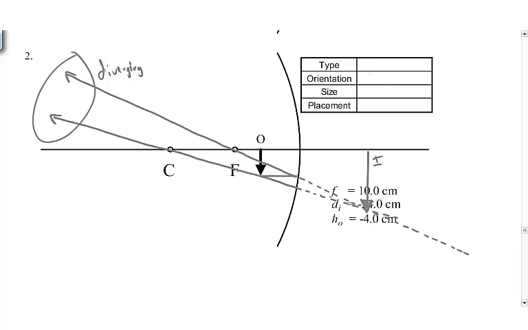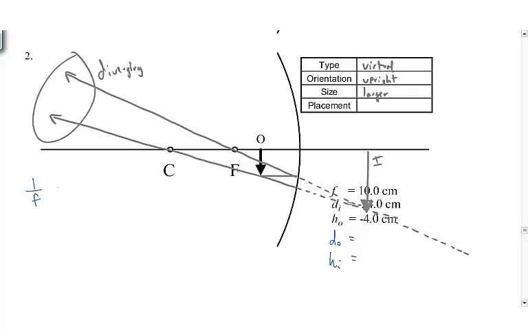So the type of image is going to be a virtual image because the light rays are diverging. The orientation is upright. Compared to the object, you'll see that it's facing in the same direction, and the size obviously is larger. Now, in terms of the mirror and lens equation, our unknown values: we need to know the distance to the object, and we need to know the height of the image.